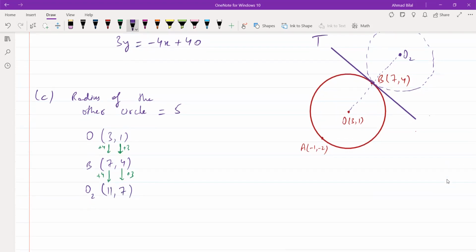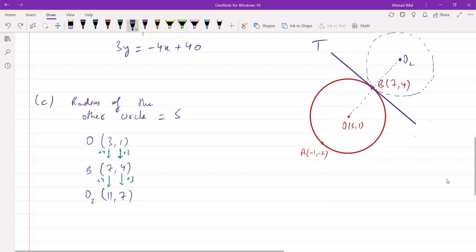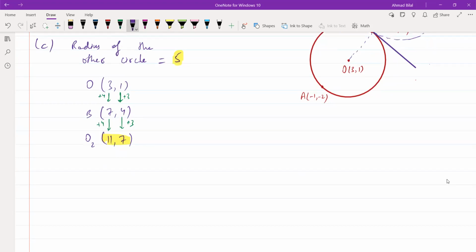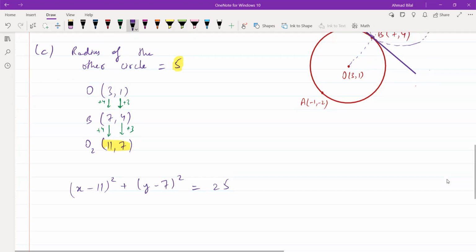How? Because the distance OB should be the same as the distance O2B, as the circles are reflections of each other. The center of the other circle will be as far from that point on the other side as this center is on the left side. That's how we find the coordinates of the center of the other circle. Now we have the coordinates of the center and the radius, so we just write down the equation of the circle. That's (x − 11)² + (y − 7)² = 5², which is 25. This is the equation of the other circle.